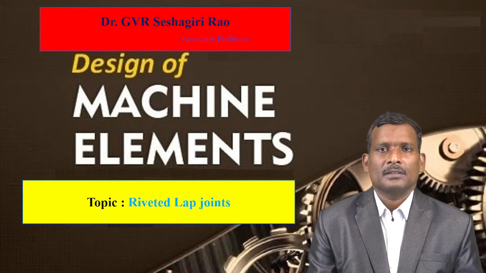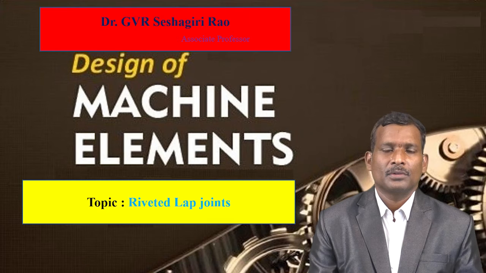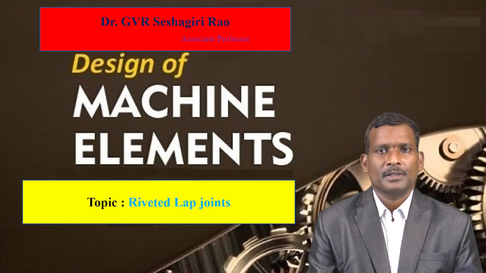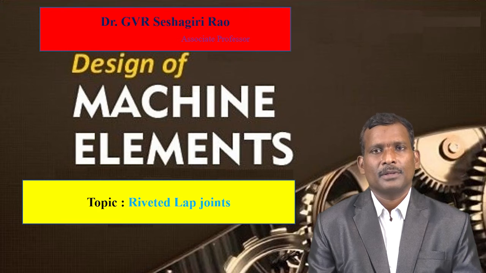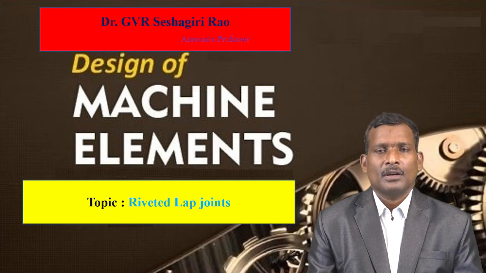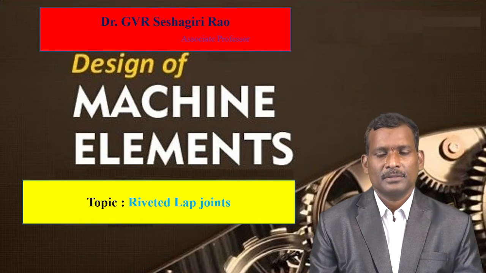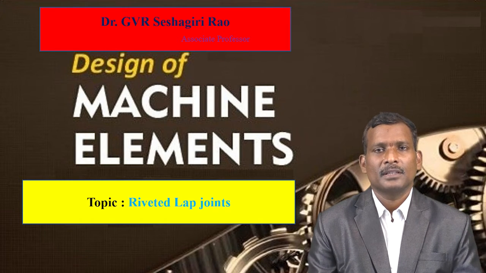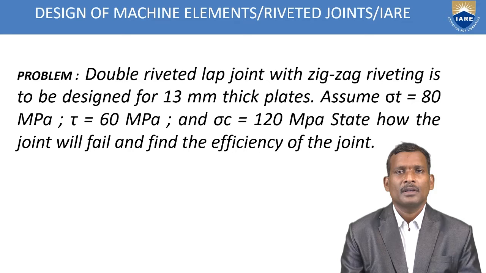So, in this session, I would like to discuss a problem on riveted lap joints. Riveted joints are classified into two types. Already you know, we have discussed in the previous sessions: lap joint and butt joint, single riveted lap joint and the double riveted lap joint. So, how to solve problems on these riveted lap joints? Today we will see. We will take one problem and discuss the solution also.